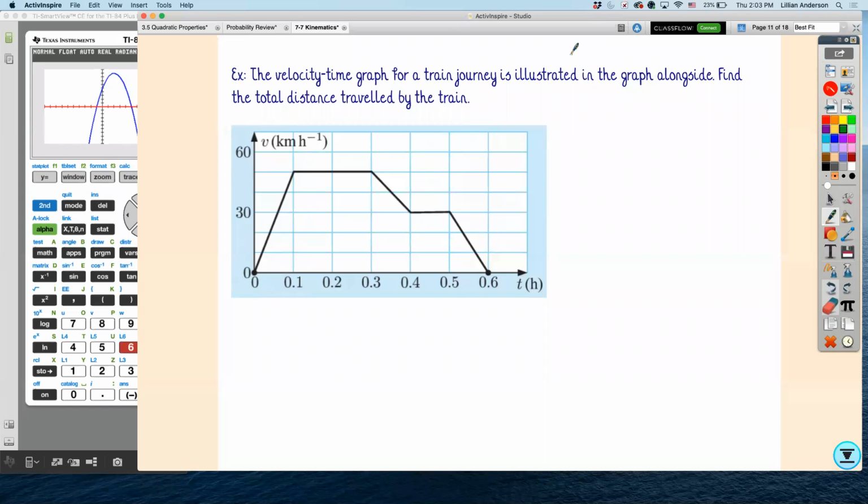So we're going to take a look at this example. The velocity time graph for a train journey is illustrated below. The total distance traveled by the train is what we have to find. Of course, there's no function that represents the train's path over time, but you use the concept of distance traveled and the fact that you need to find essentially the area underneath or above the curve. Luckily for us, all the area is above the curve, so all the areas are going to be positive.